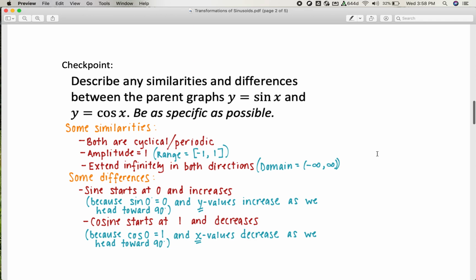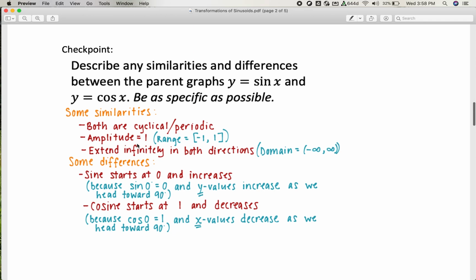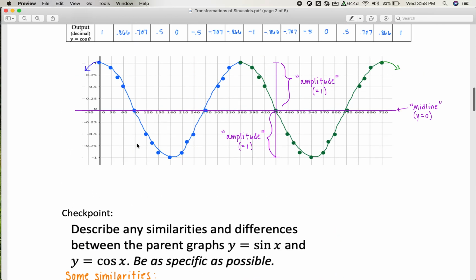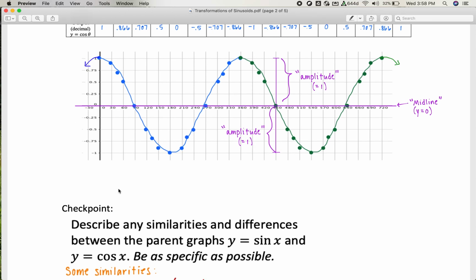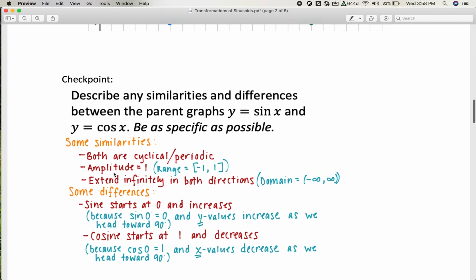Both graphs have an amplitude of 1. In other words, for the parent function, if 0 is our center, they go up to 1 and down to -1. In other words, you could think of it as having a range that goes from -1 to 1.